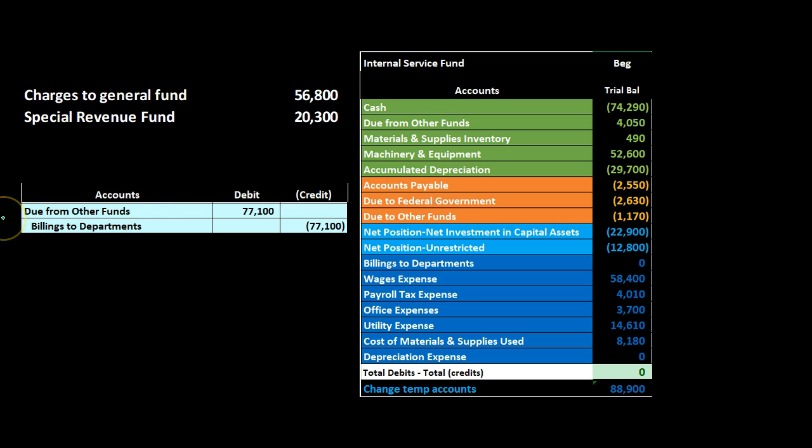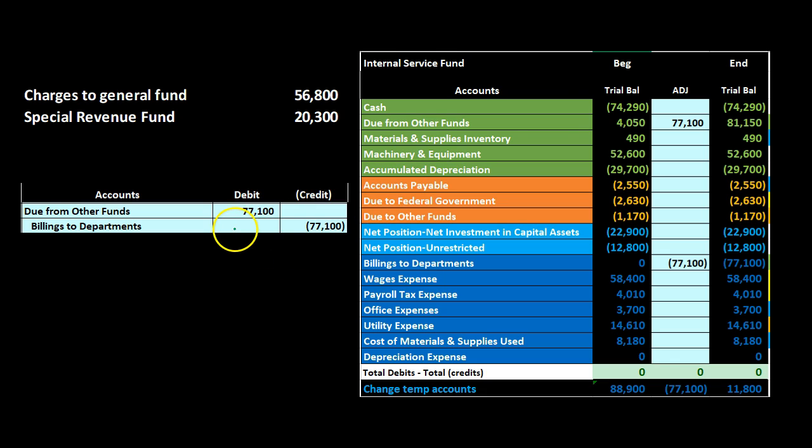So we're going to have the due from other funds, kind of like a receivable, but of course it's a receivable from internal other funds. And then the other side being billings to departments, kind of like revenue or income. But again, that's going to be the wording we will use in the internal service fund. So we're going to say that we have an increase then to the receivable. So we've increased the receivable. The other side going to, similar to a revenue account, the billings to departments. So that's going to be increasing in the credit direction.